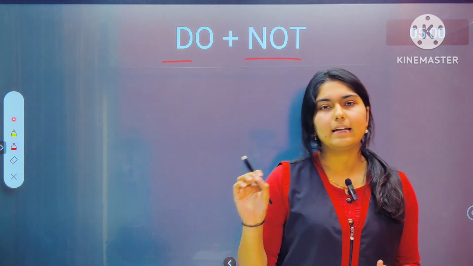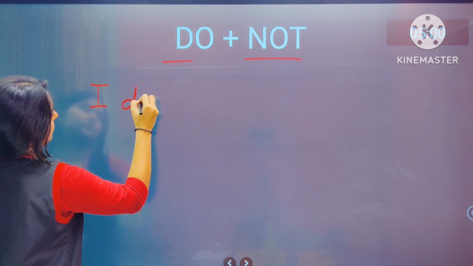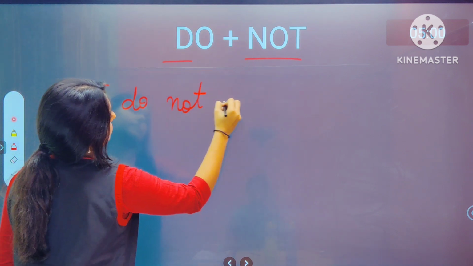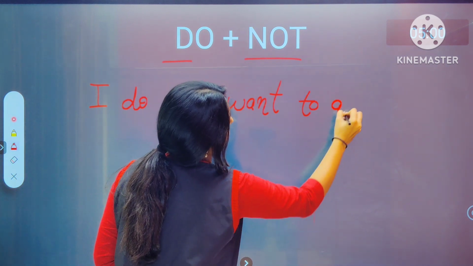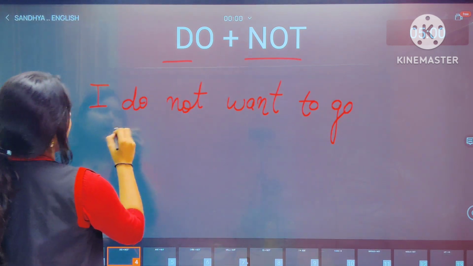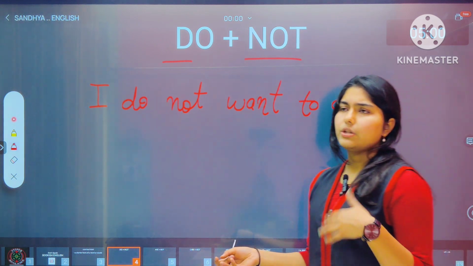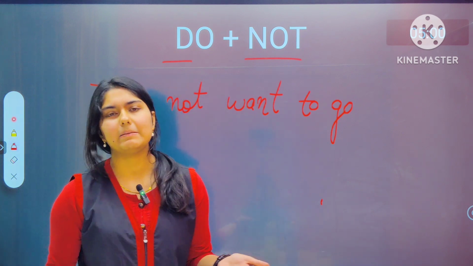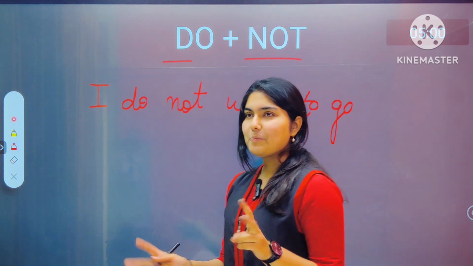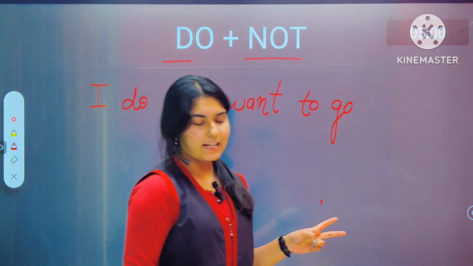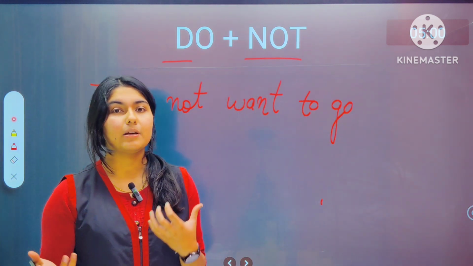First, let me just write an example of it so that you can understand it in a better way. I do not want to go, right? I do not want to go. It's a simple sentence, right? Imagine you are having a conversation with your friends, with your siblings, or with your family members, and all of a sudden you say, I do not want to go. Doesn't it sound a bit robotic? It sounds like a bookish language, right? So how to use contractions in this sentence so that your sentence can sound a bit fluent?